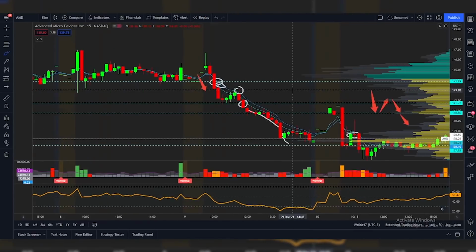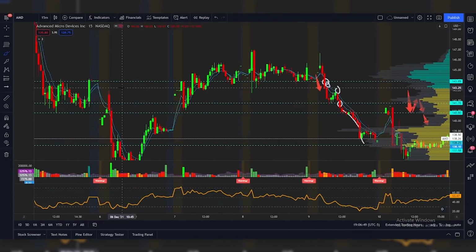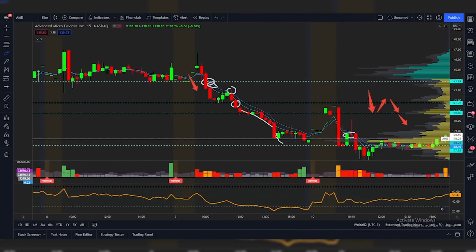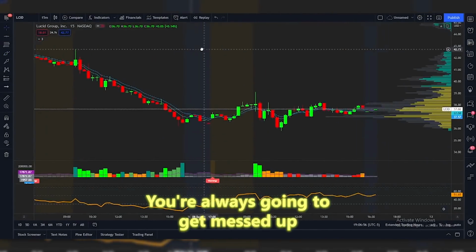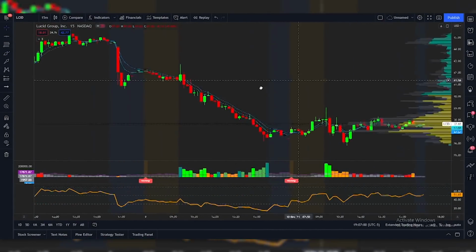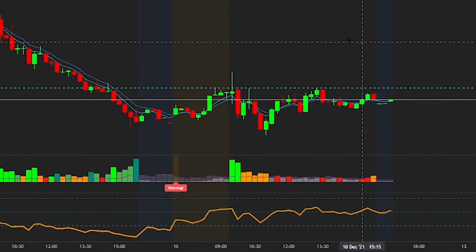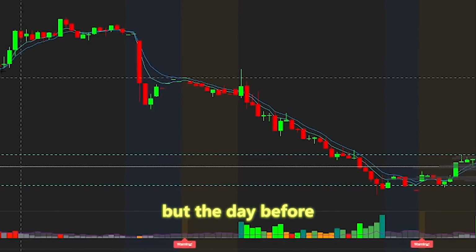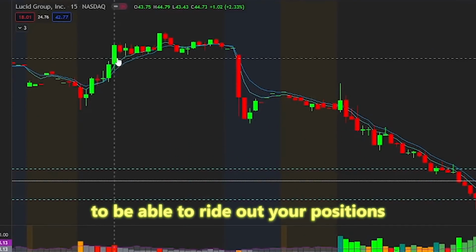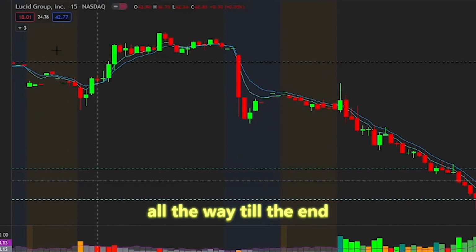So when there is a trend, the 5 and 8 EMA strategy never goes to waste. Now in choppiness, everyone gets messed up, right? It doesn't matter what system you have, you're always going to get messed up. Choppiness, like you guys can see on Lucid on Friday, very, very little movement, right? It was just chopping. But the day before, whenever there's a trend, you're always going to be able to ride out your positions all the way till the end.